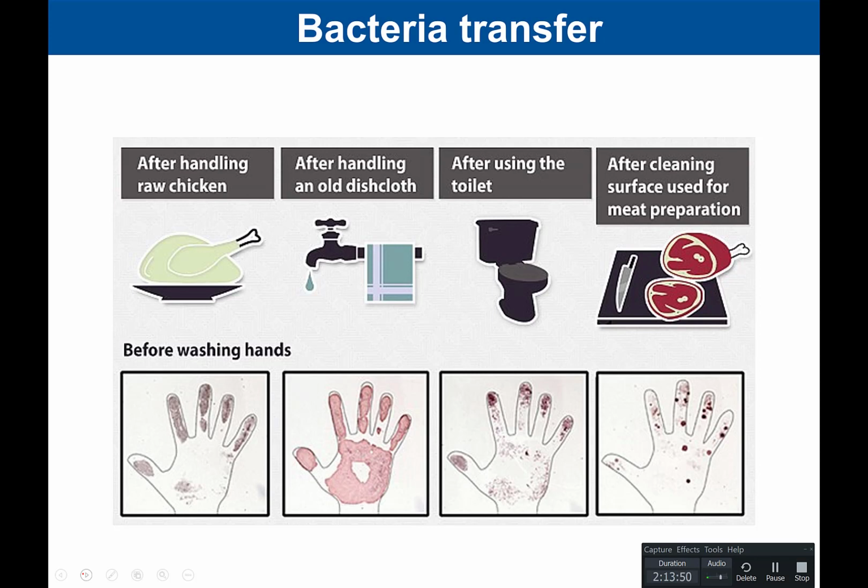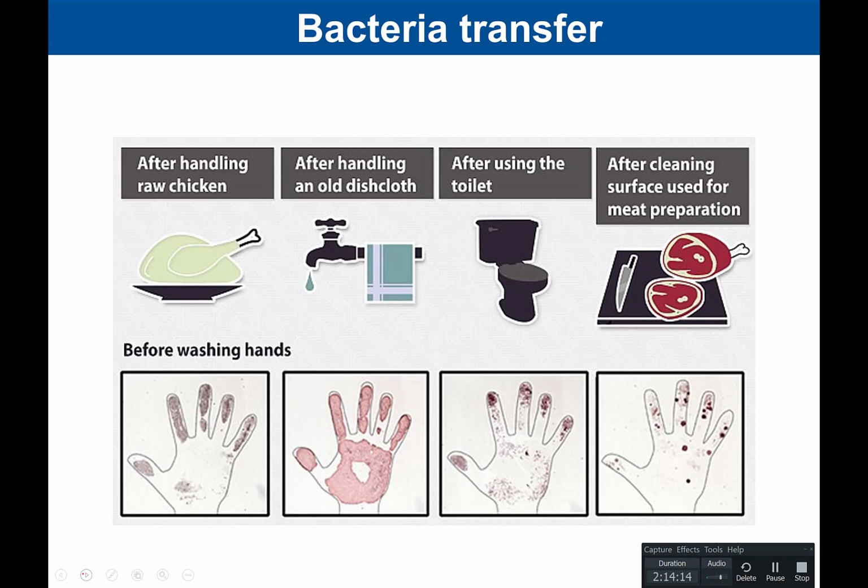After handling an old dishcloth, because oftentimes those dishcloths are wet, they're moist. If you didn't wash your hands well and you touch that dishcloth, well, bacteria is now on that dishcloth. And so if you keep using that dishcloth over and over again, when your hands weren't all the way clean to begin with, you're going to end up with a bunch of bacteria all over your hand.